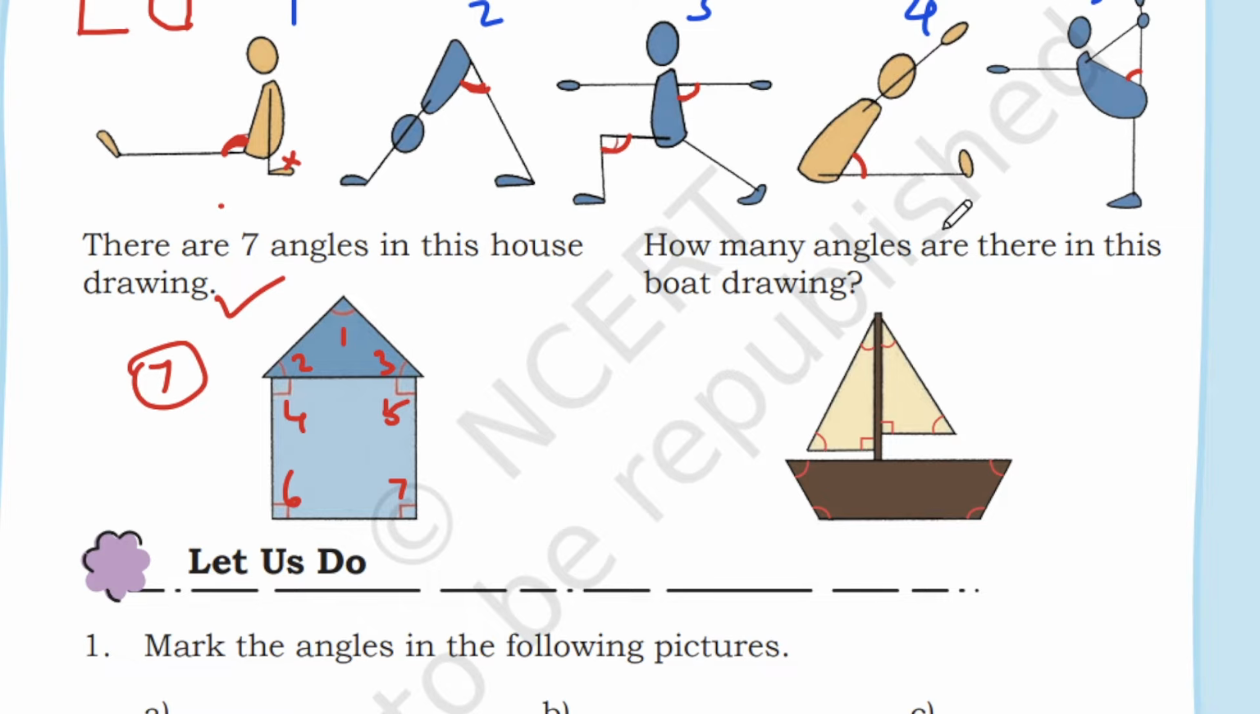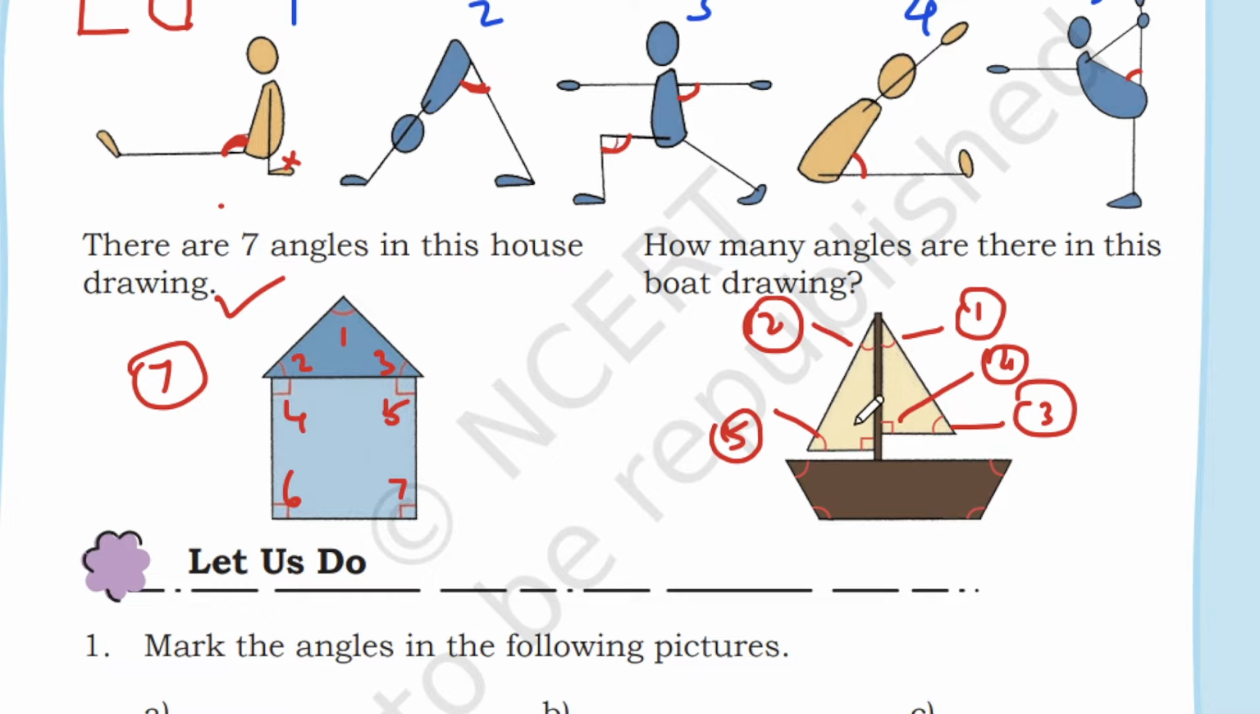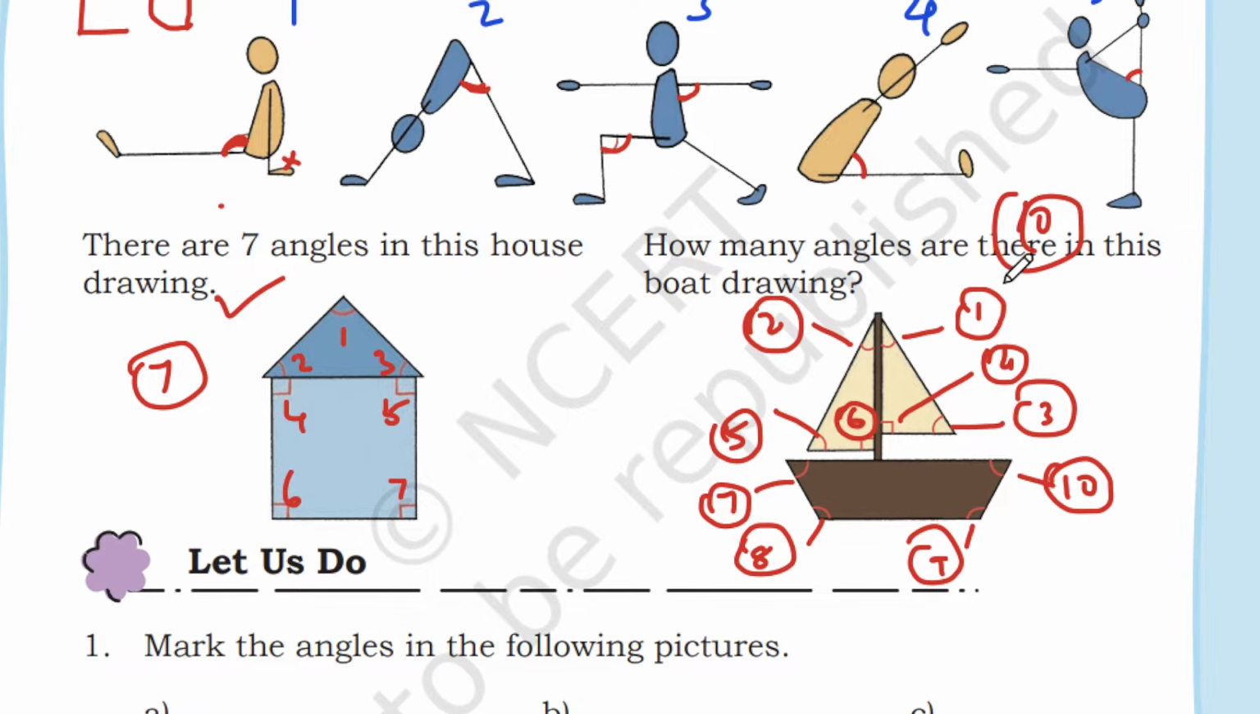Next, how many angles are there in this board drawing? So here we have a board drawing. So now we will count. This one is the first one, second one, this one is the third one, and we have the fourth one, fifth one, here we have one, sixth one, this one is 7, 8, 9, 10. So how many angles do we have? We have totally 10 angles in this board drawing.